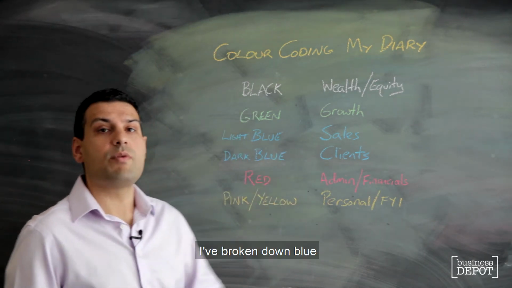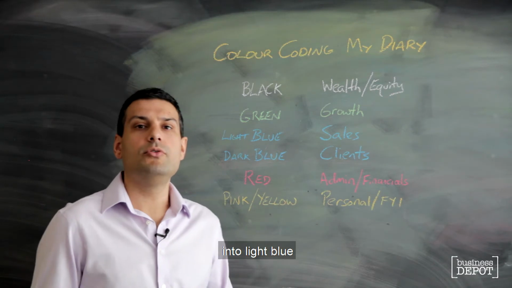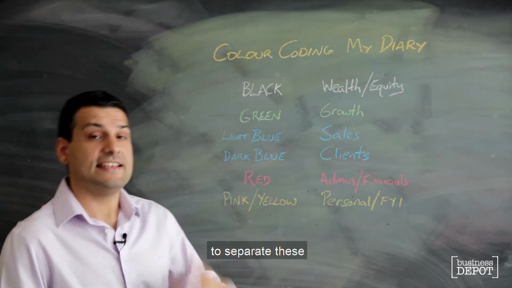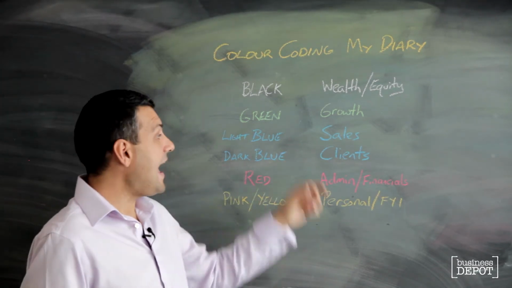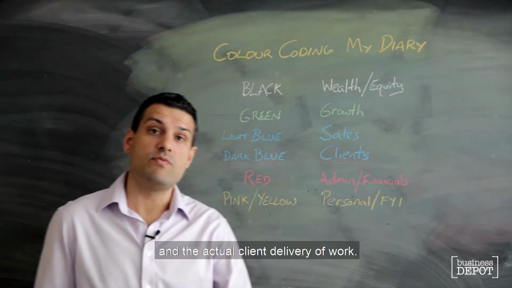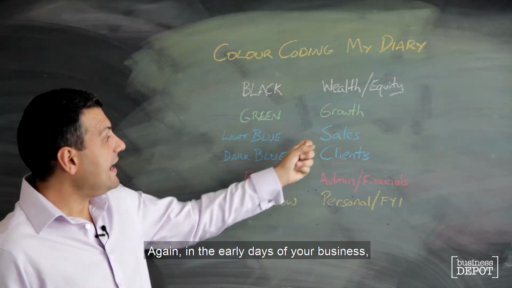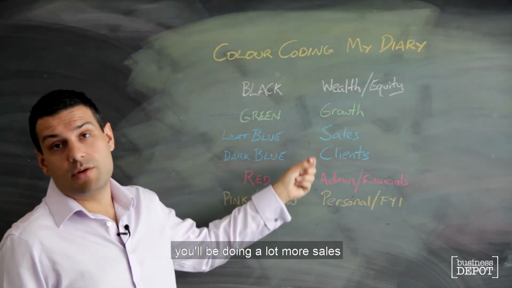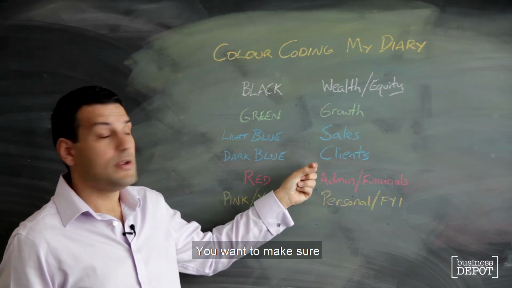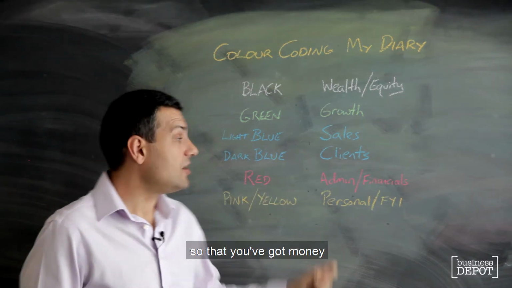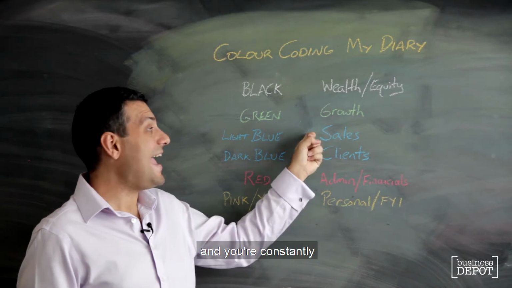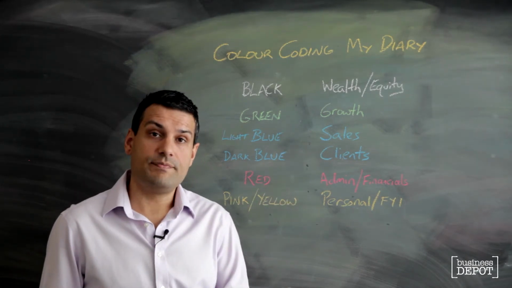You'll also see I've broken down blue into light blue and dark blue to separate the sales meeting activity and the actual client delivery of work. Again, in the early days of your business, you'll be doing a lot more sales than client delivery. You want to make sure that you get that balance right so that you've got money coming in the door and you're constantly ahead of the curve.